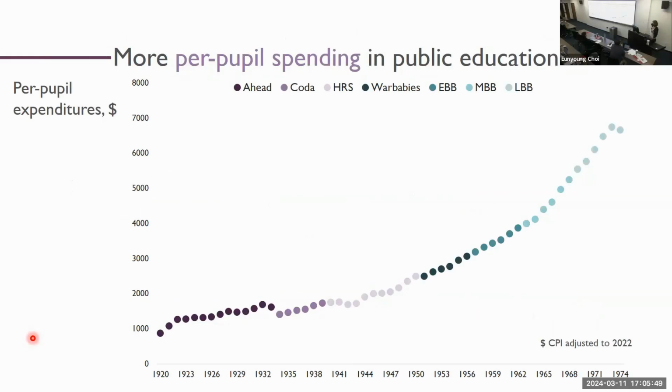This is a national trend, and the different colors actually show the different cohorts in the HRS when they were about age 10. So you can see that whereas the AHEAD cohort had very low levels of per pupil spending, by the time you get to the late baby boom cohort at the very end, there's a significant increase in per pupil spending. On average, US states are spending about $7,000 per pupil on education, adjusted to 2022 data. So this is current dollar data.